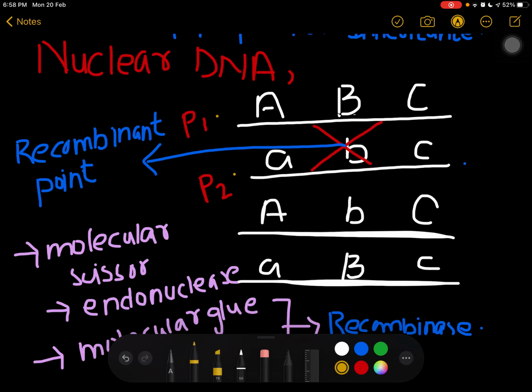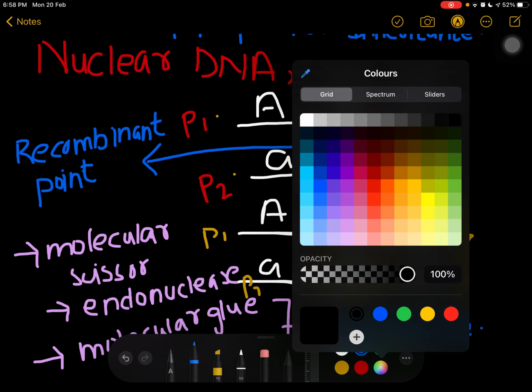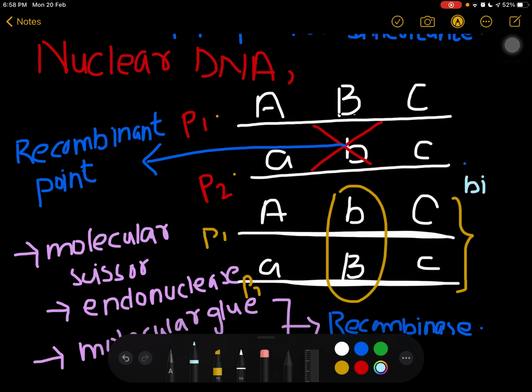And what will happen, they will shuffle. This molecular scissor will cut these genes, and then the molecular glue, which is ligase, will attach them, right? And then they will be reciprocal. Okay, this is parent 1 and this is parent 2. As you can see, they have been shuffled, and this is known as biparental inheritance, right? It is known as biparental inheritance.